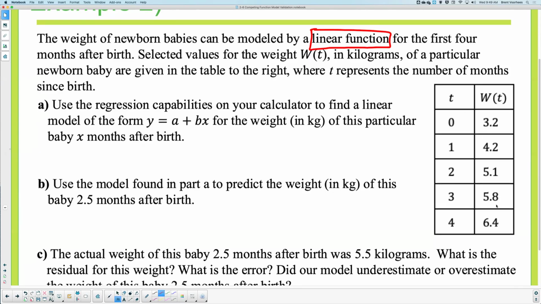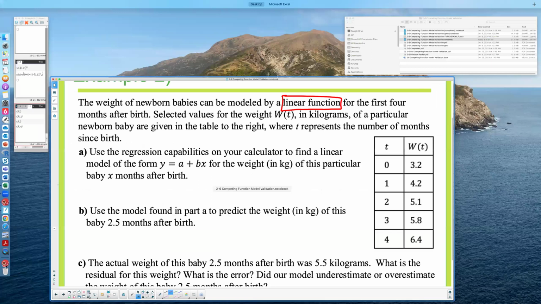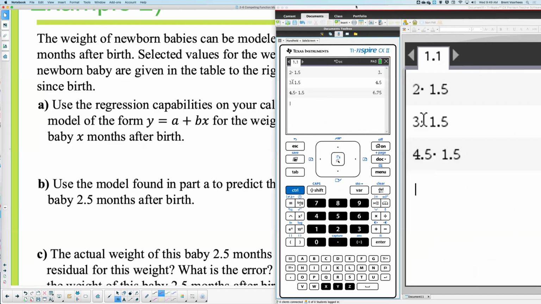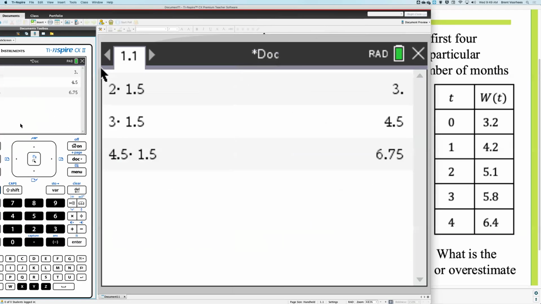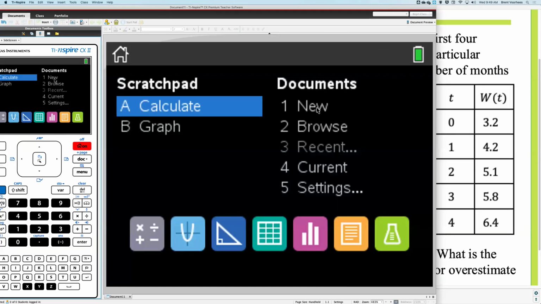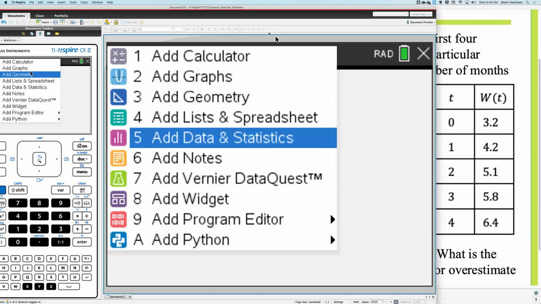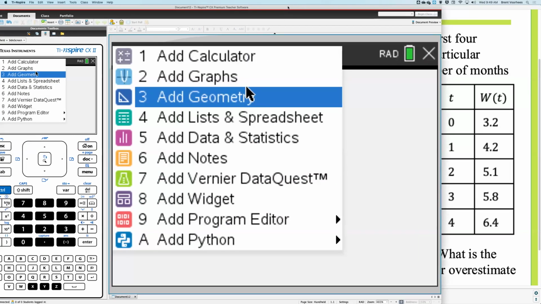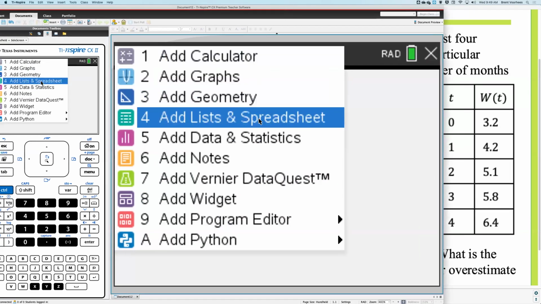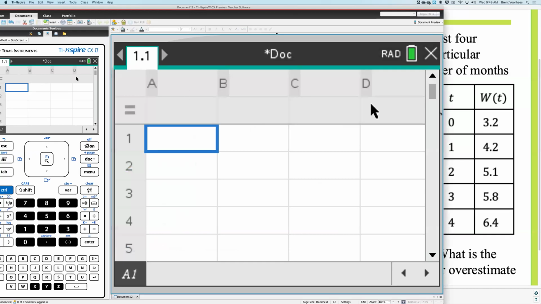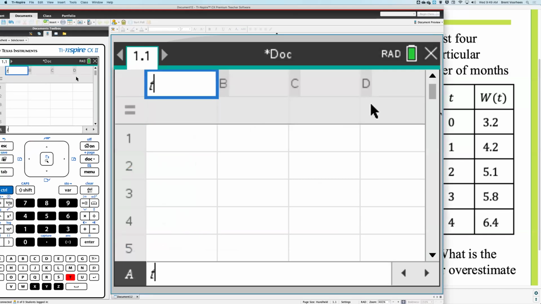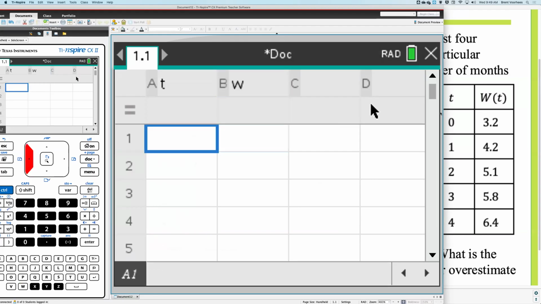All right, let's go to our calculator and do this. So we're going to type in that data. I'm going to go home screen, new document. I'd suggest you do the same. Home screen, new document. Let's clear it all out. Where do we go to find a regression? Spreadsheets. Good. I'm going to title my columns just like they did. I'm going to title it T, and I'm going to title it W.